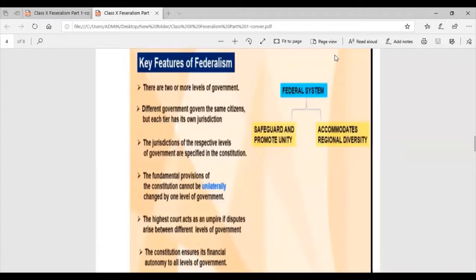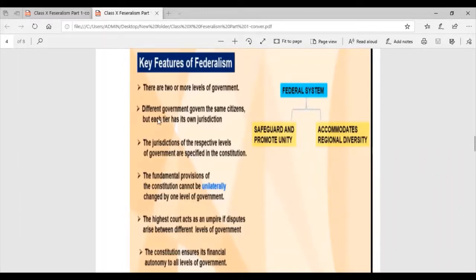The next slide is explaining the key features of federalism. The first feature of federalism is that there are two or more levels of government. India is the best example of a federal form of government. For example, in India, we have a union or central government, the state government, and the local government at the local level. So in India, we have two or more levels of government. That is the first feature of federalism.